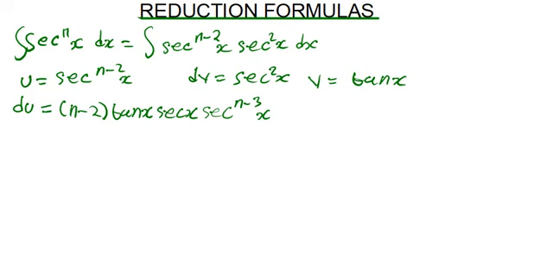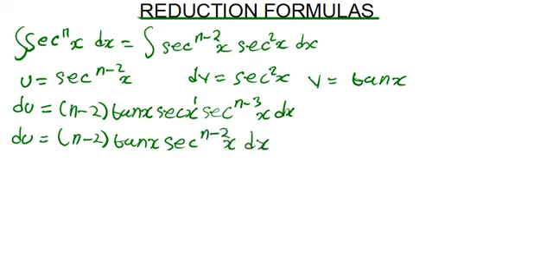So we can try to simplify what we have here. We have du being equal to, of course this is dx there, sorry, your n minus 2, then these two bases are the same, so you just add the powers, and you have a 1 here. So when you add, you're going to have tan x, then sec n minus 2 x dx, like that.